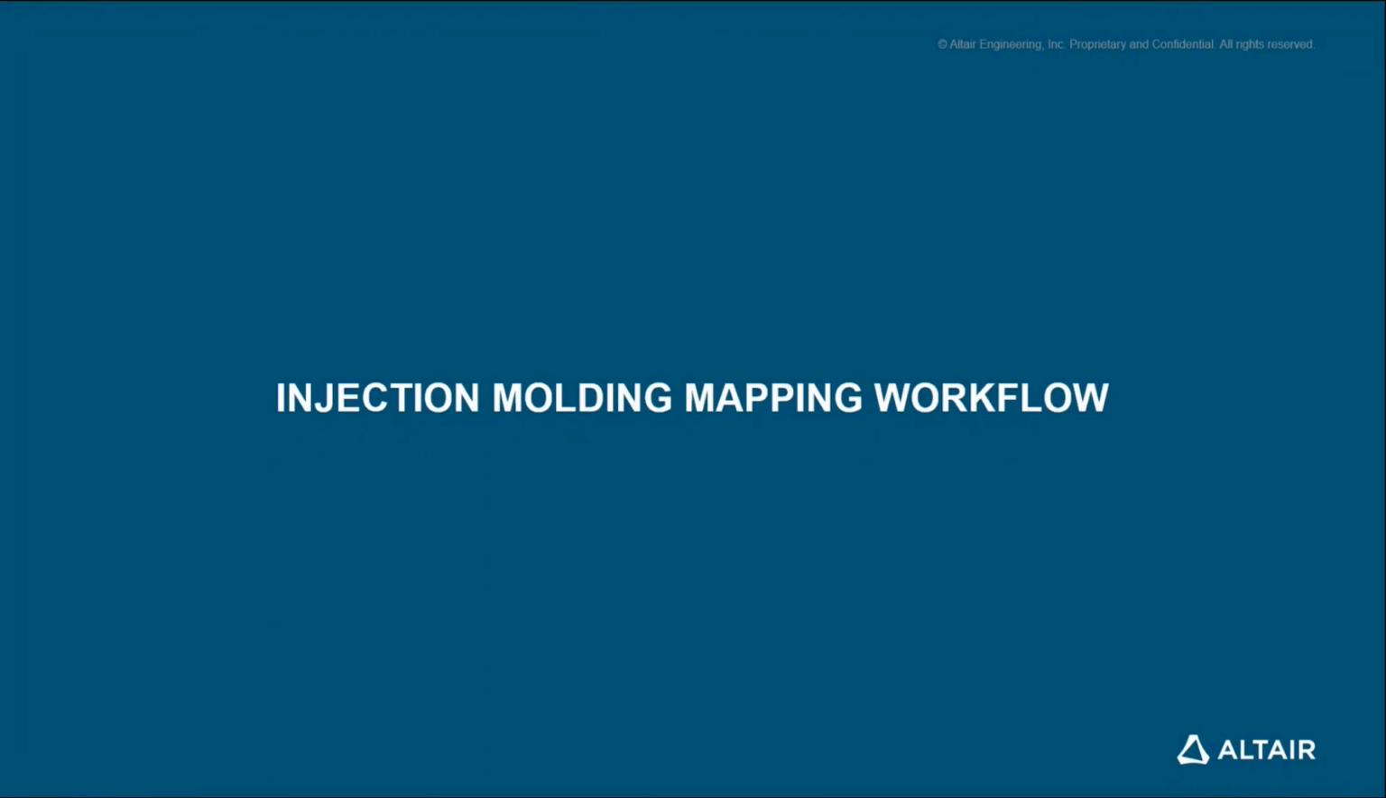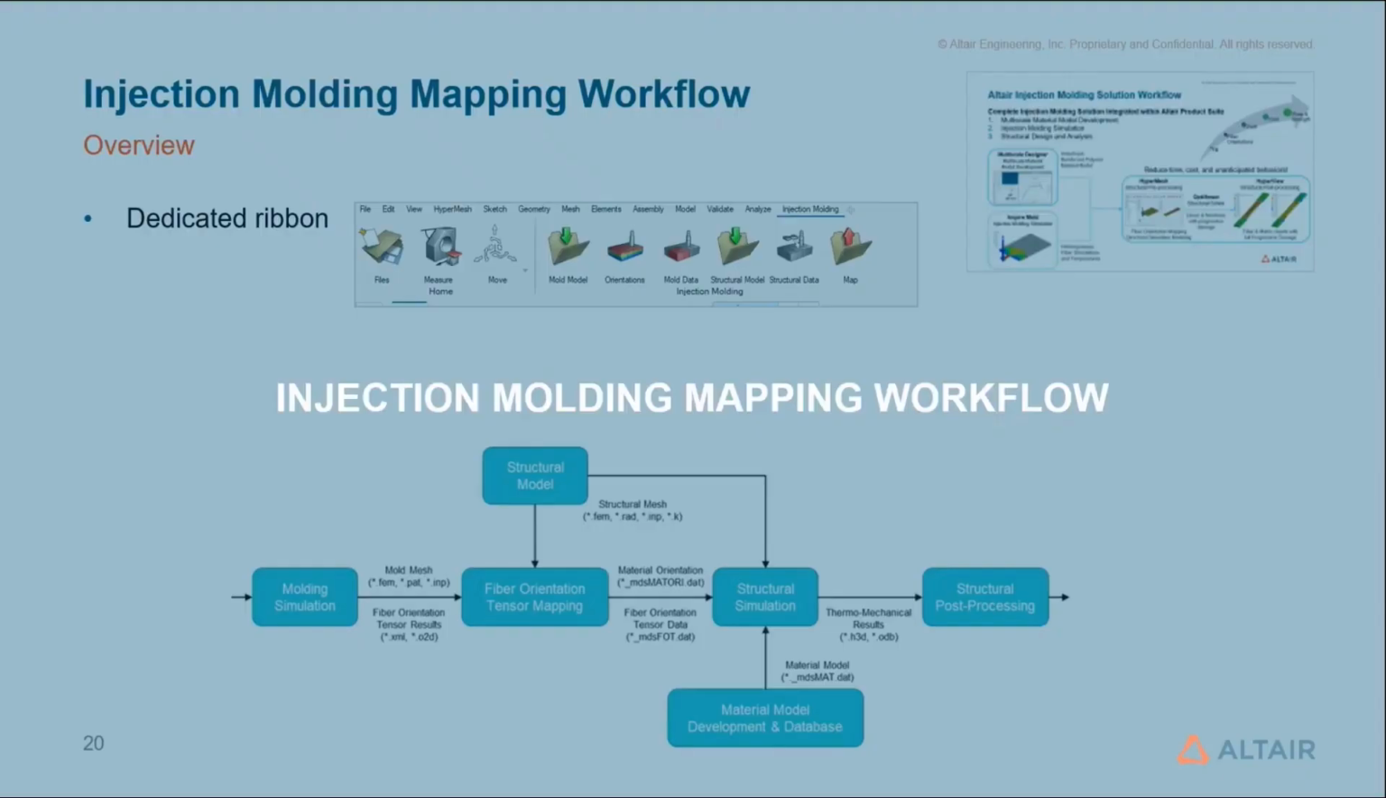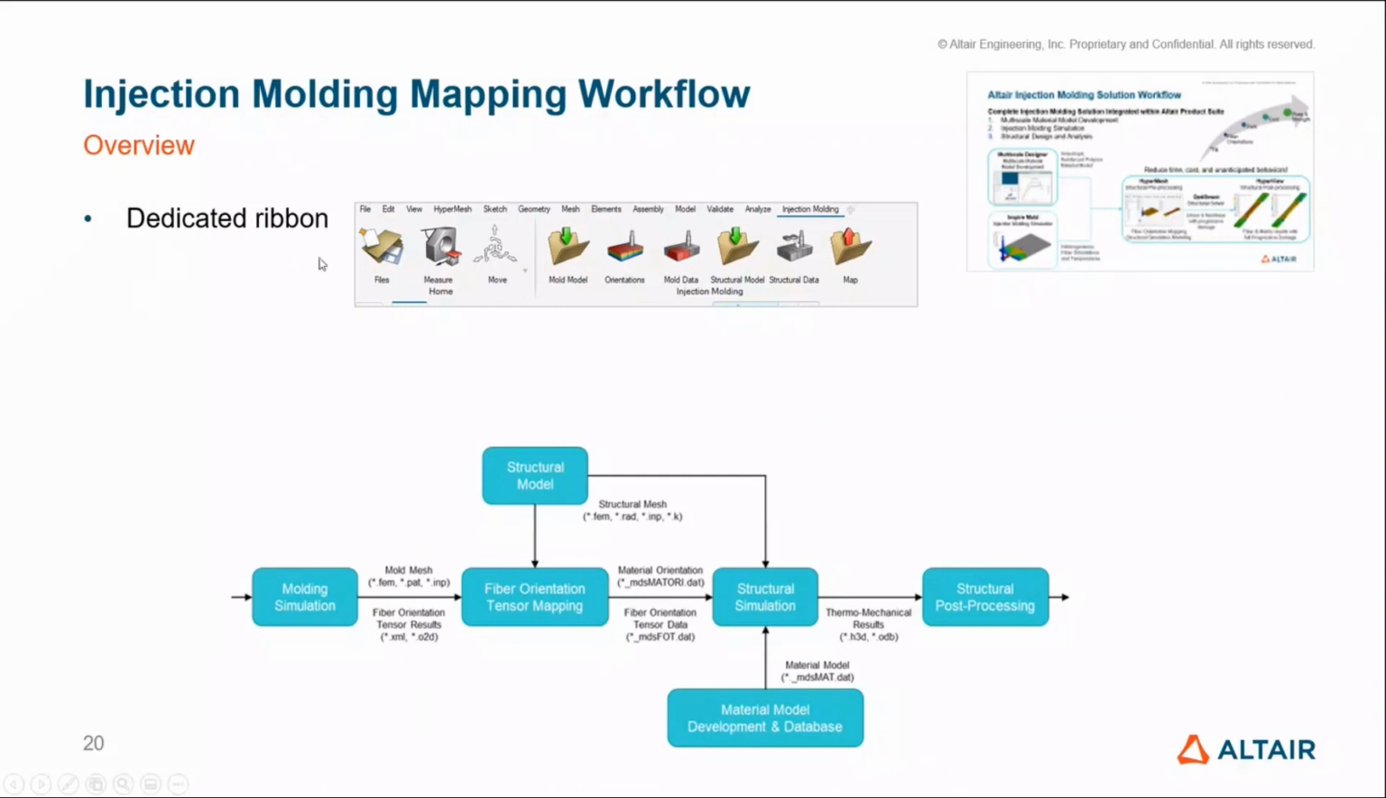Yeah, that was the first part on the Composite Stress Toolbox. Now we're looking into the injection molding mapping workflow. And for that one, there is actually a dedicated ribbon. So when you have your HyperWorks 2022.2, you will find the injection molding ribbon available in the view. And you can see how it's split up into the various steps, which we're also going to check out in a short video in a bit.